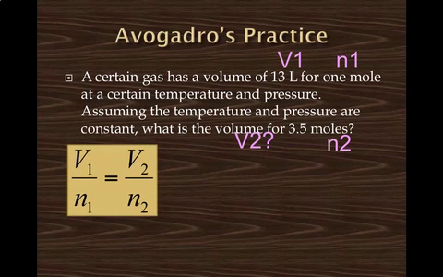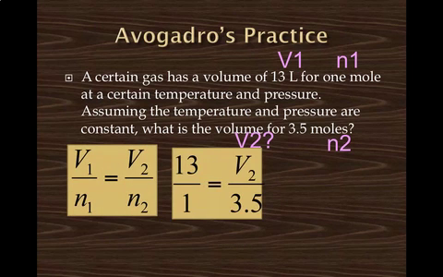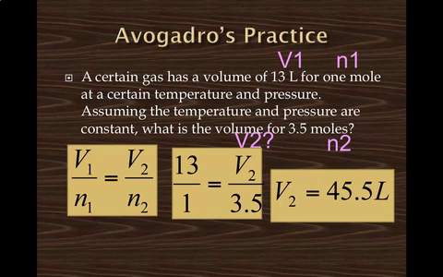So I have my formula. I'm going to plug in. I have 13 over 1 equals V2 over 3.5. At this point, I can cross multiply, and I'm going to get V2 equals 45.5 liters, and that's my answer.